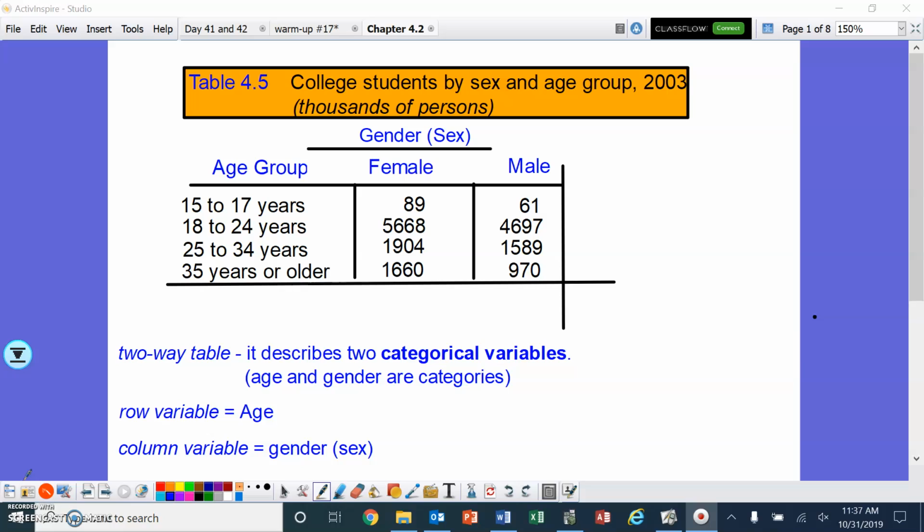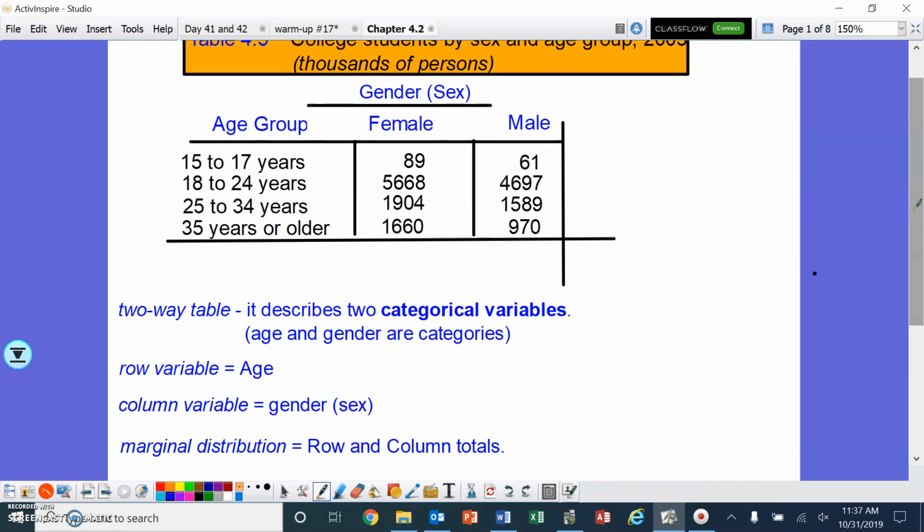And the 5,668, that would be 5,668,000, and so on. All right, so some definitions. First of all, again, two-way table. In this case, it's age and gender are the categories. The row variable in this case is the age of the student. The column is the gender or the sex.